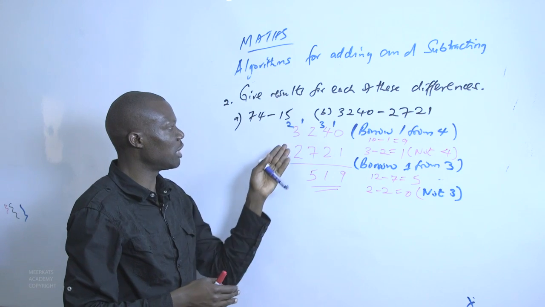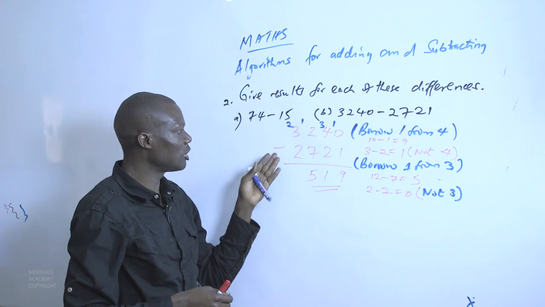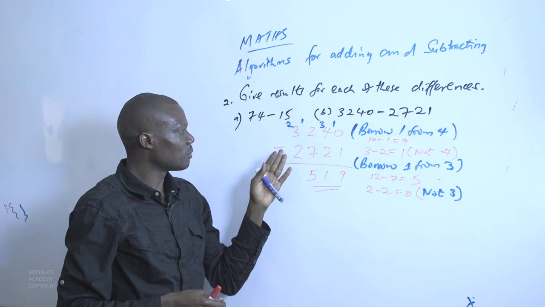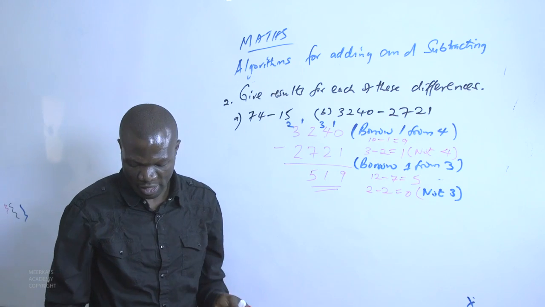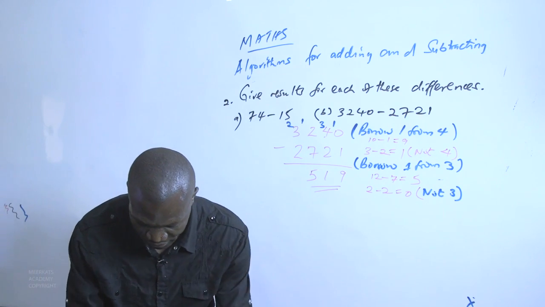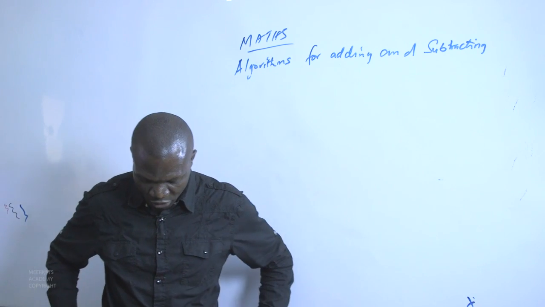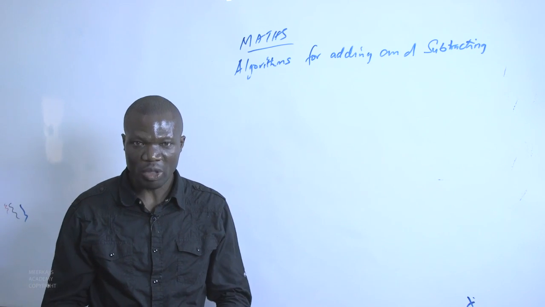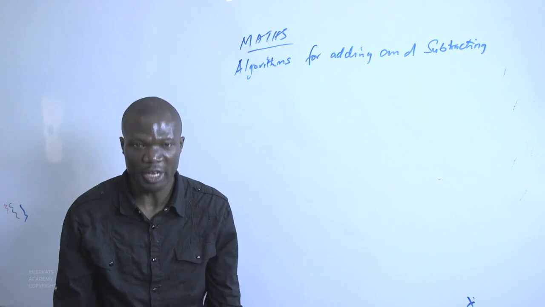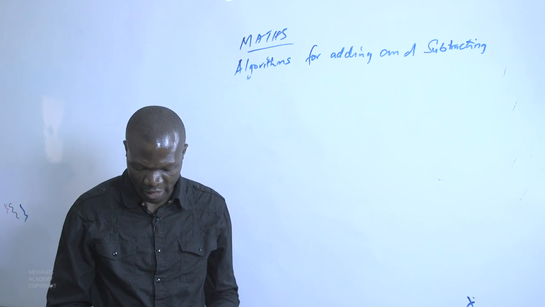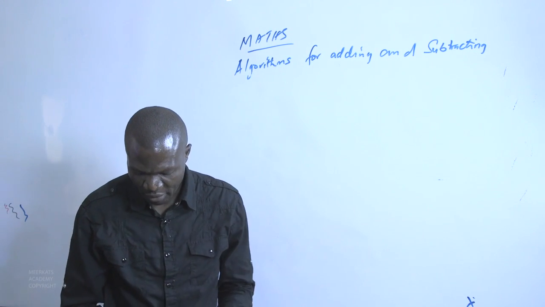Therefore, we can conclude by saying 3,240 minus 2,721 gives us 519. In most cases, addition and subtraction can also be used in application questions where we can apply in our daily lives. So I want us to look at this problem.